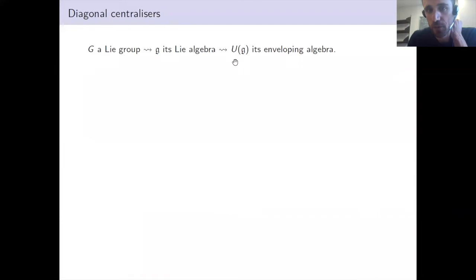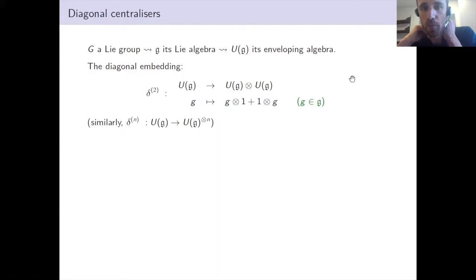And representations of G are equivalent to representations of the enveloping algebra. So we are going to work with this object here. I'm going to define a centralizer in a moment. So a centralizer is going to be a set of elements commuting with something. And so let me define the something first.